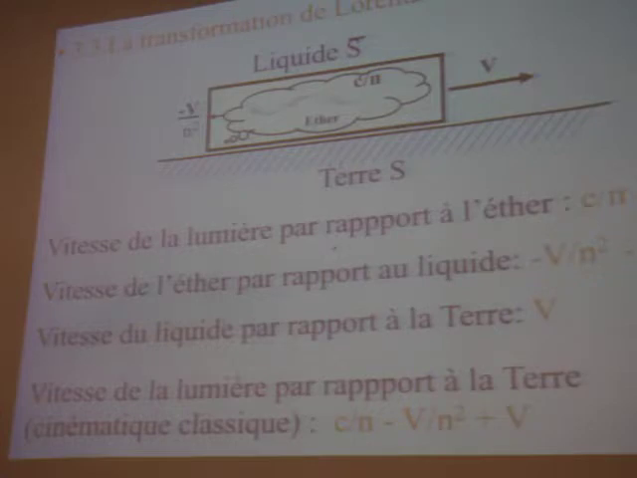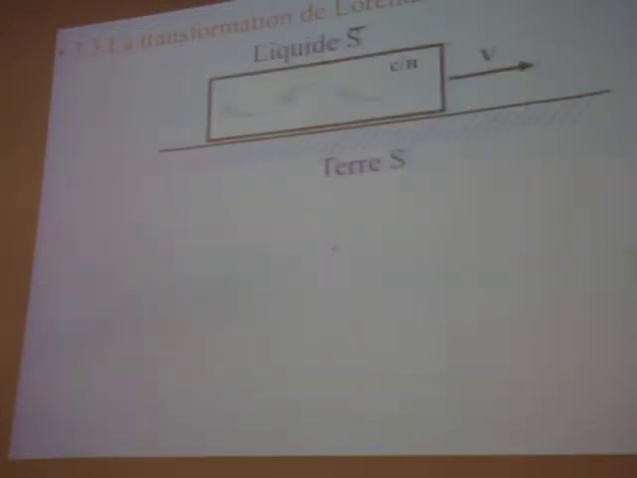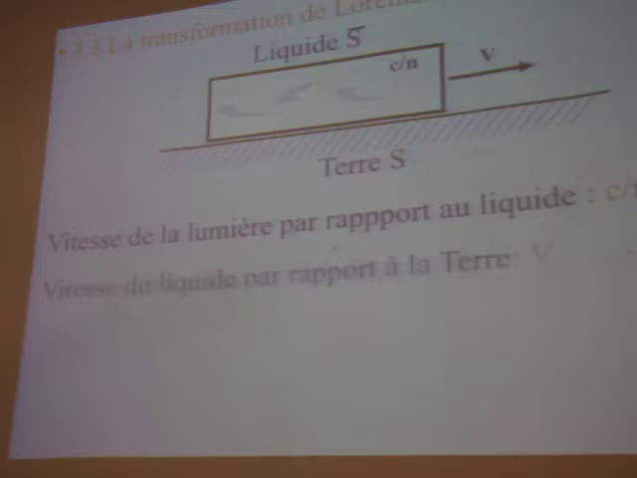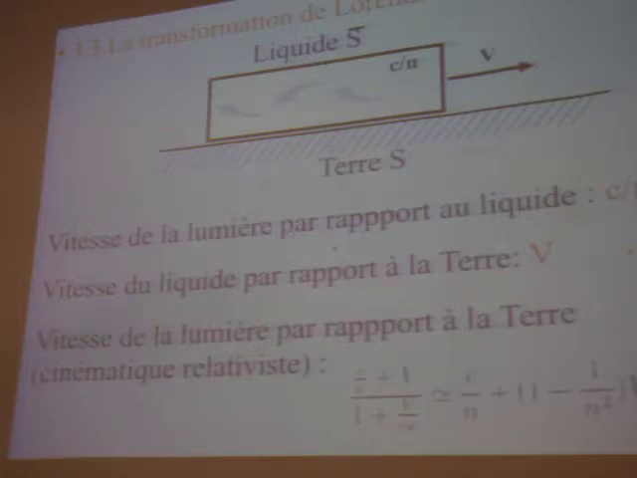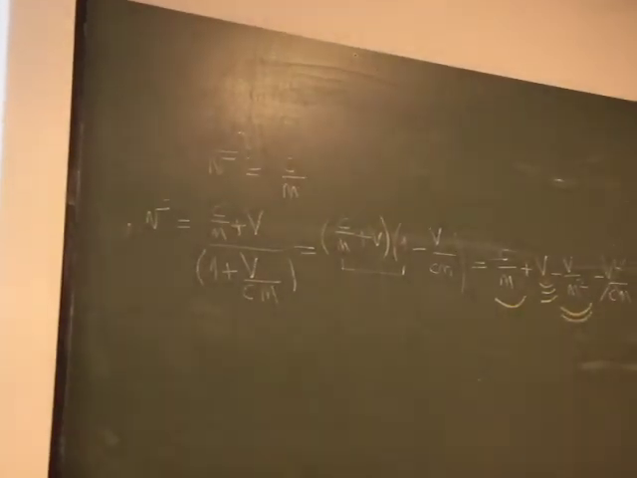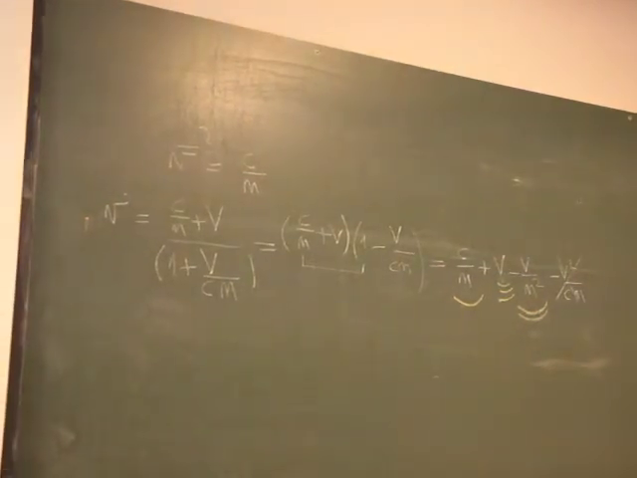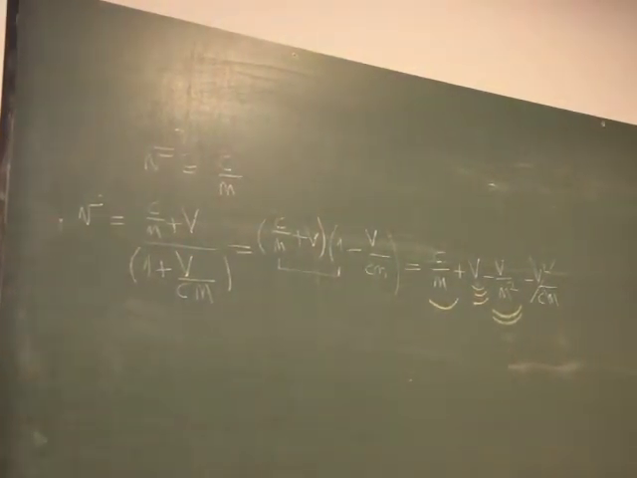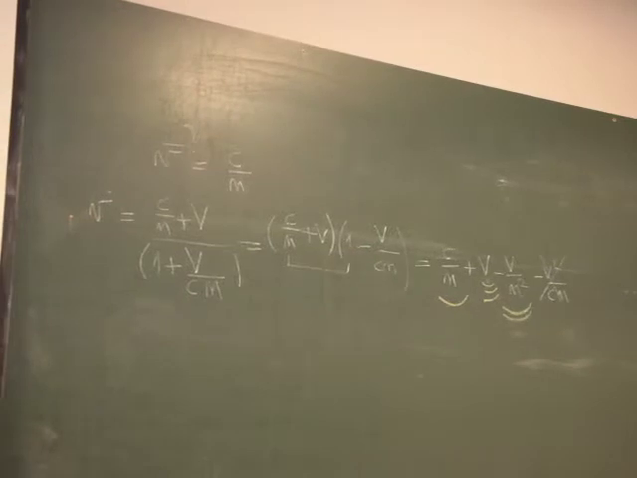Now, according to Einstein, how do you interpret that experiment? Much more simple. You say, okay, velocity of light with respect to the liquid is c over n. The velocity of the liquid with respect to the earth is v. And the velocity of light with respect to the earth, according to the special relativity, is this formula developed to first order. And you see, you don't need the ether anymore. So very simple explanation of that experiment. Also, I told you of the Michelson-Morley experiment with the invariance of the Maxwell equations. So it was something very important.